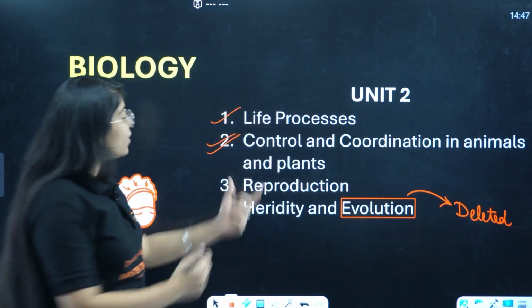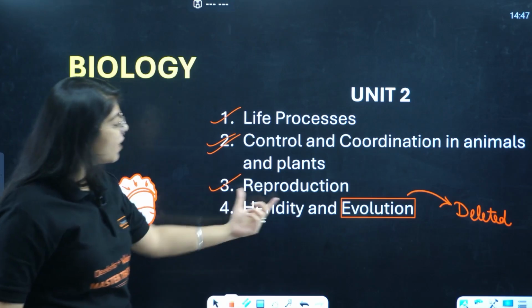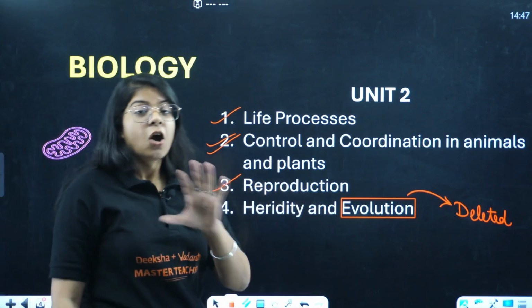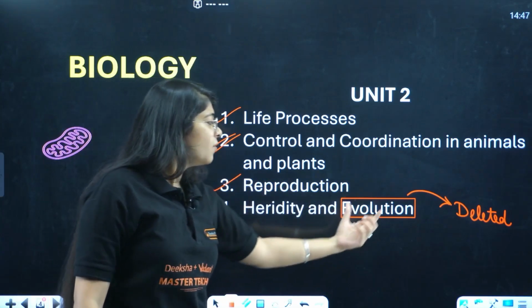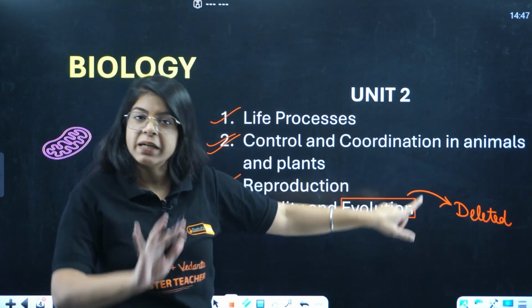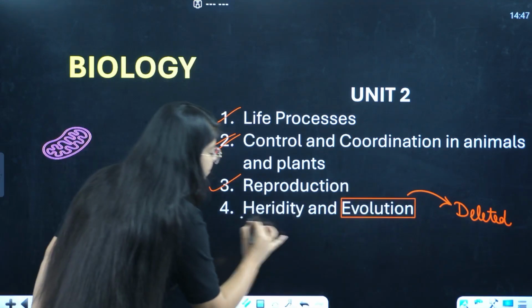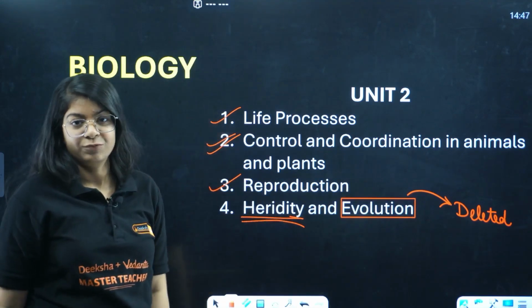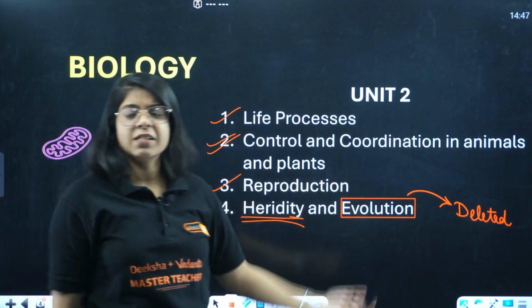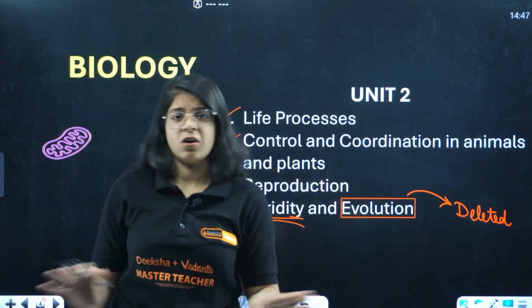Then we have reproduction and then we have heredity and evolution. Although in heredity and evolution, the evolution chapter is completely deleted, so we just have heredity in this syllabus right now. In reproduction we'll study how organisms reproduce and all that stuff.